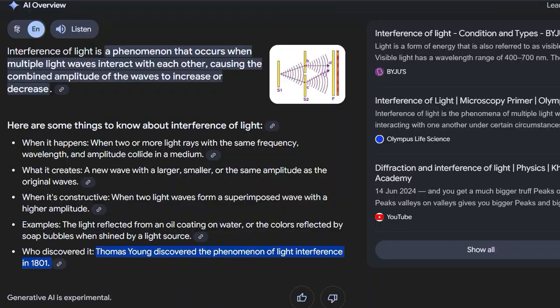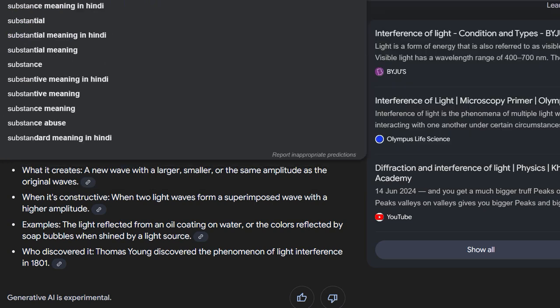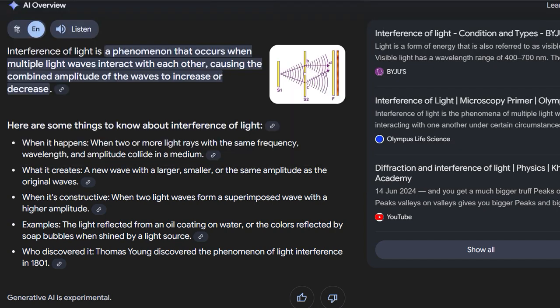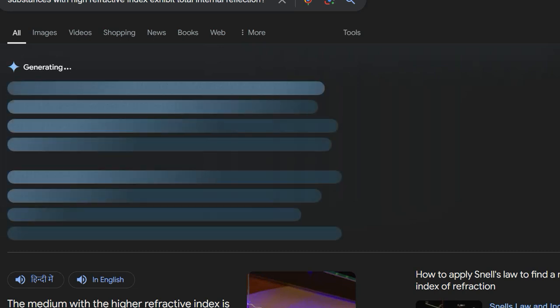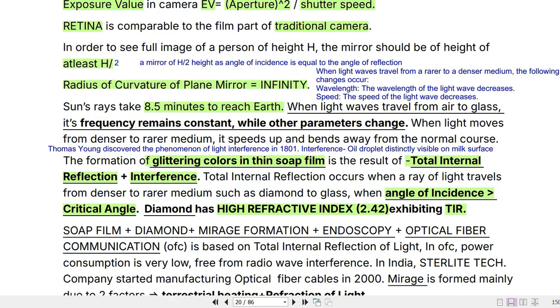So is it safe to assume that substances with high refractive index, is there a correlation such as this? Yes. So substances with high refractive index are more likely to exhibit total internal reflection. That is what I was saying. Okay. All right. Then moving on. So there are quite many minute points to remember here, that when the angle of incidence is more than the critical angle, then total internal reflection occurs.